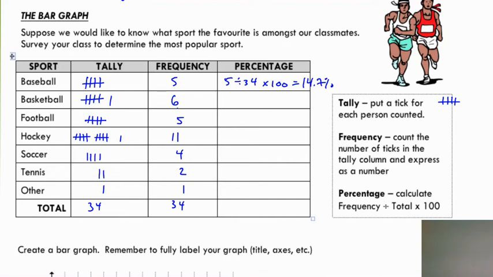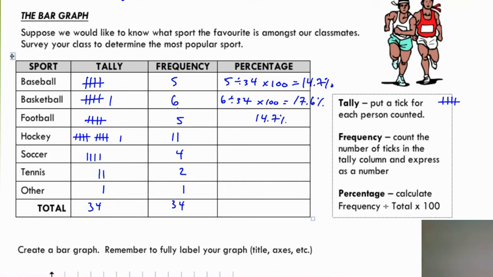We don't have to write this out each time, but we have 6 divided by 34. We'll do it a couple times so that you know to follow the pattern. That's going to be 0.176, so times 100, we have 17.6%. And so we continue. For football, 5, we're going to get the same number here, 14.7%.